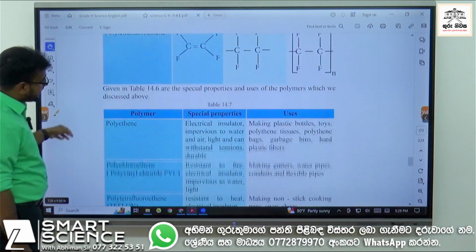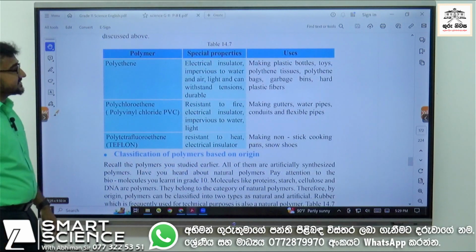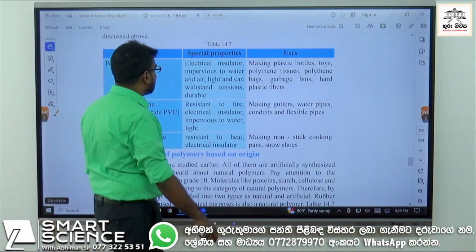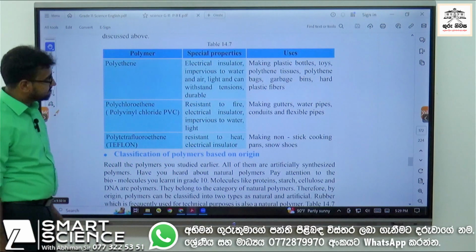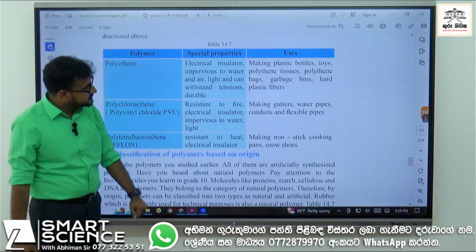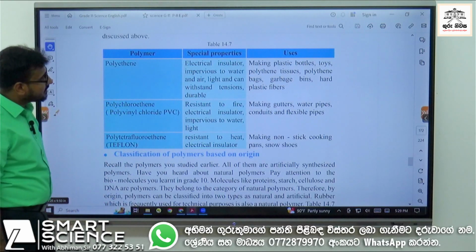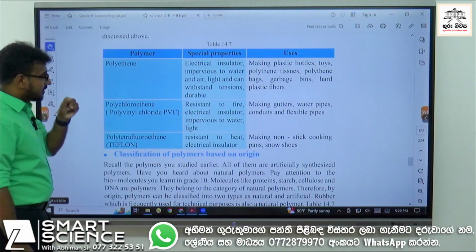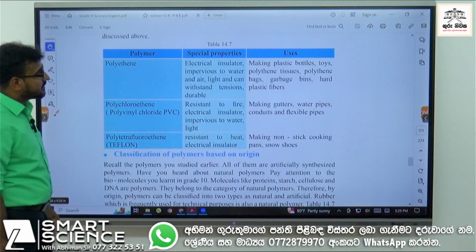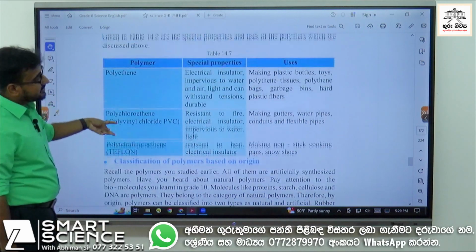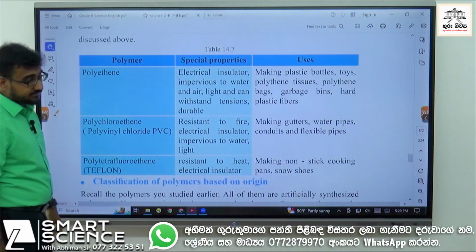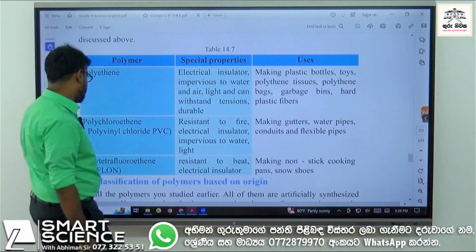Then put uses and special properties. Polymer, special properties, uses, and all the things. Making plastic bottles, toys, polythene, tissues, okay, all the things. Remember these, son, the uses are asked quite often. They ask what the uses are. Right.